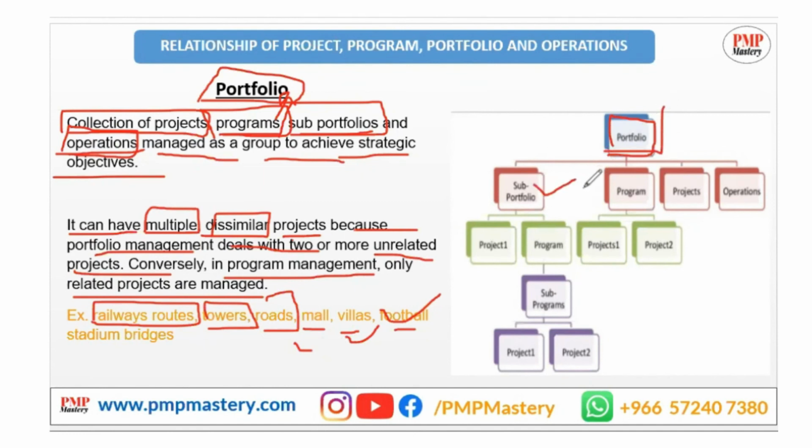Here you see sub portfolio. If the portfolio is huge, you can create a sub portfolio. Under the portfolio there is a program, there is a project even directly, and even operation is directly managed by the portfolio. Under a program, of course, the same: if there are related projects, you can form the program and manage related projects under it. Under a sub portfolio there might be projects and programs, and again under a program there might be a sub program, and under a sub program there might be related projects.